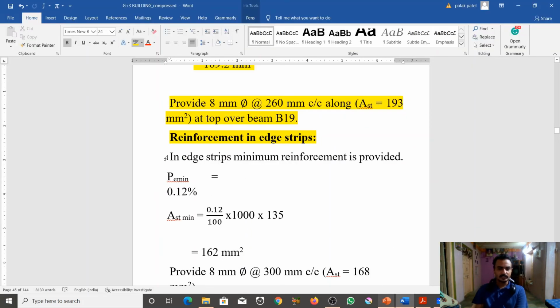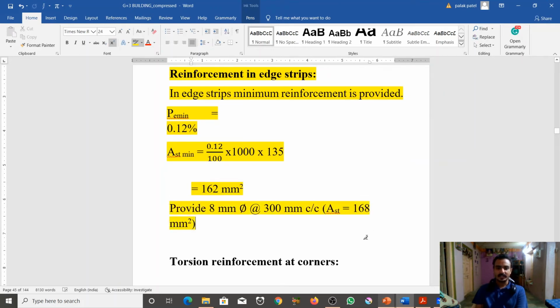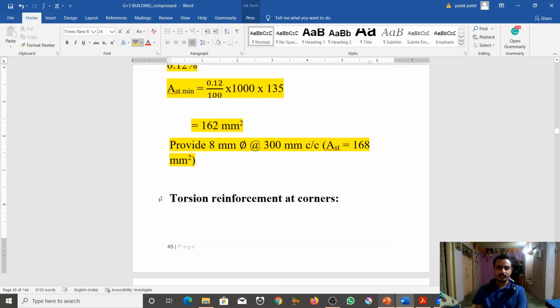For the edge strip, the minimum percentage of steel is 0.12 percent. So Ast minimum is 0.12 divided by 100 into 1000 into 135. So Ast is 162 mm square. Provide 8 mm diameter at 300 mm center to center. The edge strip design is completed.